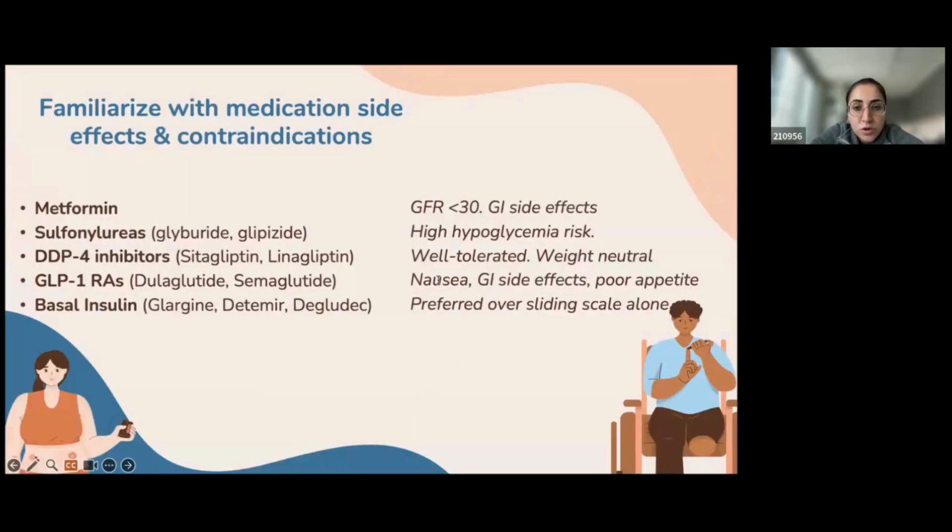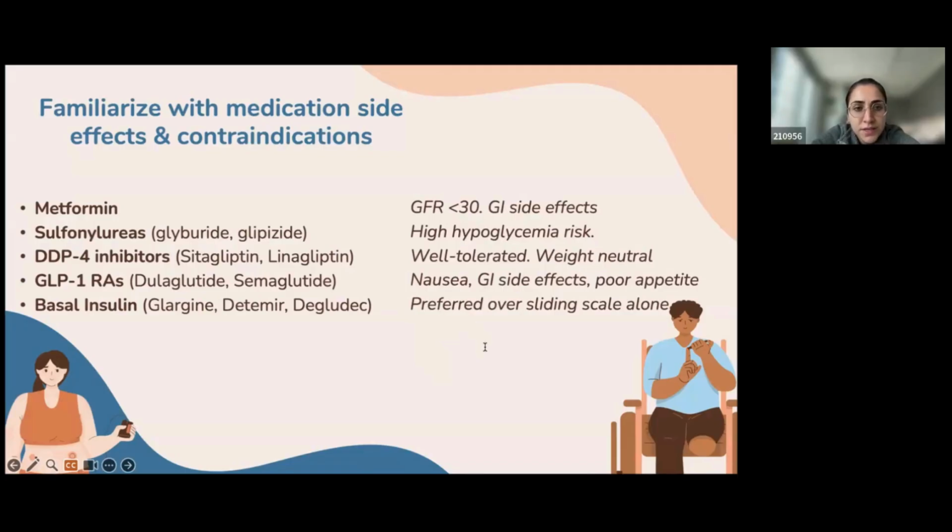So I wanted to just go over commonly used diabetes medications so we're all familiar with their typical side effect profiles. Metformin is typically associated with GI side effects, as we all know. We want to be cautious with renal function and discontinue if the GFR is less than 30, and avoid starting it altogether if GFR is around 45 or less. Sulfonylureas, I think we all do a good job at trying to discontinue them whenever we can because of their high hypoglycemia risk.